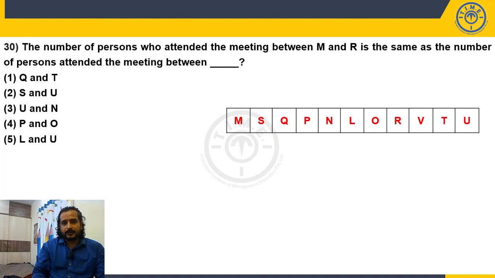The number of persons who attended the meeting between M and R is the same as the number of persons who attended the meeting between... Between M and R, how many are there? 1, 2, 3, 4, 5, 6. So we need to check the choices.